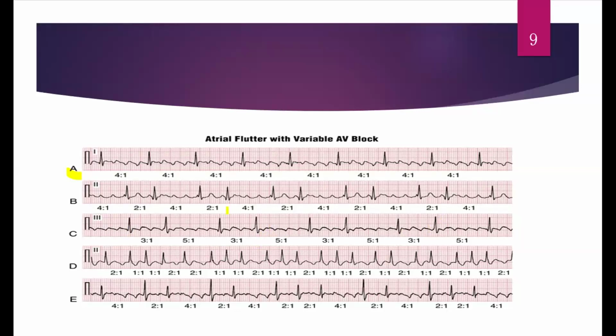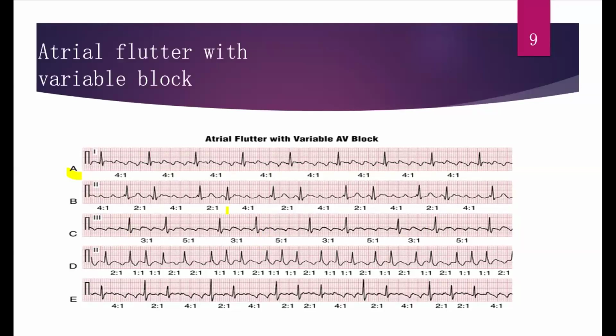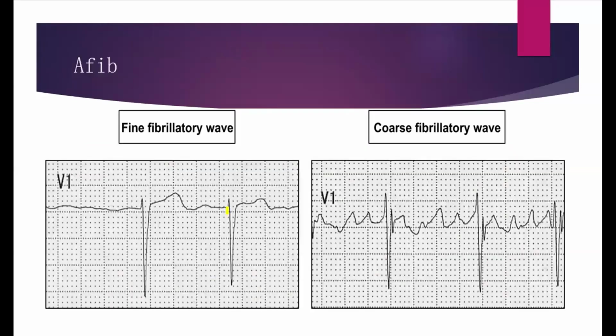So even when you have a variable block, it still has some regularity in terms of the rhythm, as opposed to atrial fibrillation that you will see. So this is atrial fibrillation. You can have fine atrial fibrillation where there is less than 0.1 millimeter from the isoelectric line. That means less than 1 box, like thread-like impulses.